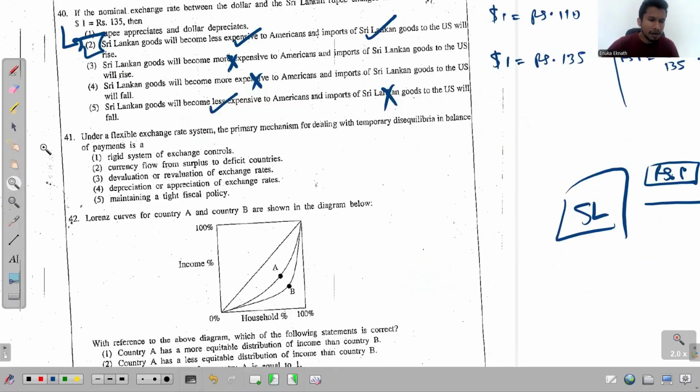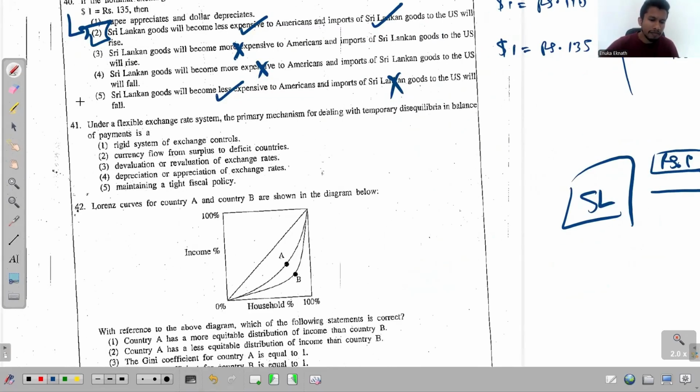All right. So look at this question number 41. Under a flexible exchange rate system, the primary mechanism for dealing with temporary disequilibria in balance of payment. Now here it says that there is a mismatch in the balance of payment. The foreign currency receipts is not equal to foreign currency payments. So either we have a deficit or we have a surplus.